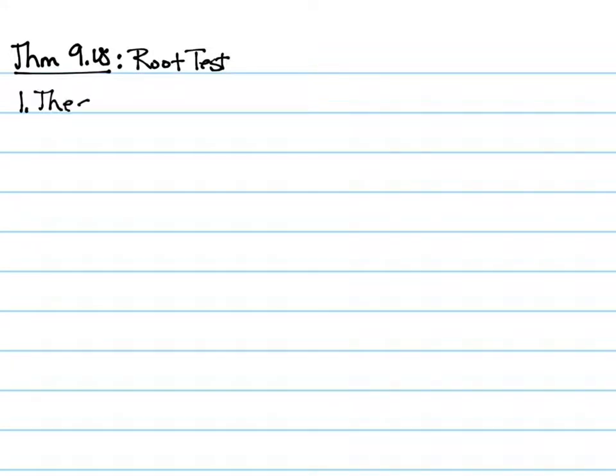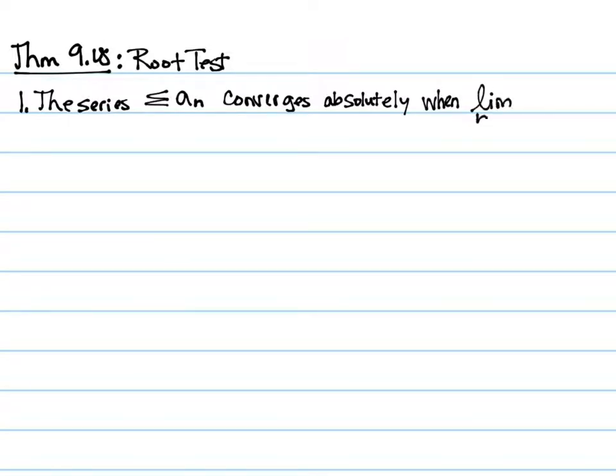The series, summation of a sub n, converges absolutely when the limit as n goes to infinity of the nth root of the absolute value of a sub n is less than 1. So the root test says we're going to take nth roots.